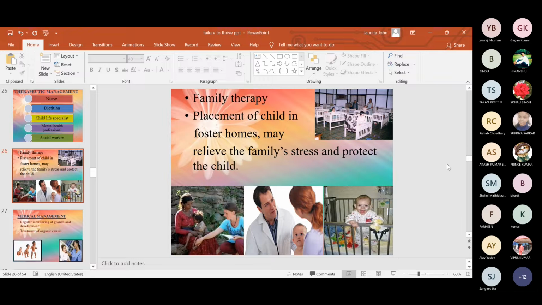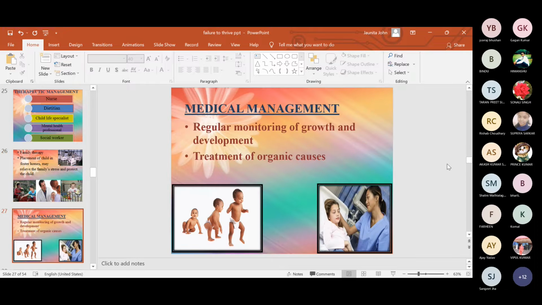Therapy may be given, where the people supporting or the physician will be teaching them how to maintain, how to mingle with the kids, how to give them nutrition, what all to be given. Placement of the child: if they are very much stressed, they can be sent to foster homes. There they can be taken care of. इससे उनका stress भी खत्म हो जाएगा और baby भी protect हो गई है.